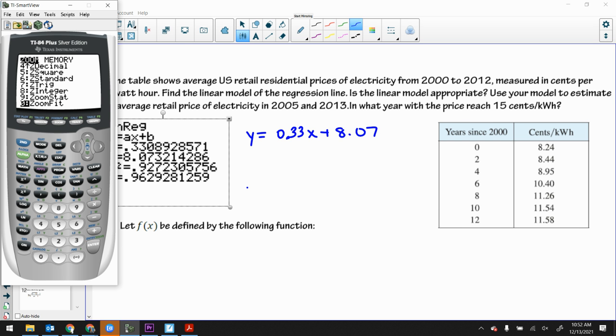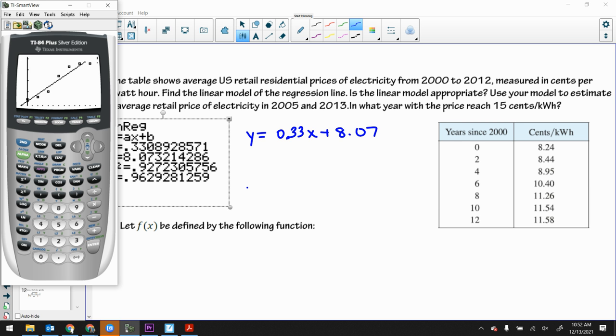Zoom 9. Whoa, box and whisker plot. What are you doing there? Yeah, I had plot 1 on a box and whisker. We do that in Algebra 1, I'm just saying. Zoom 6. Zoom stat now. Okay.